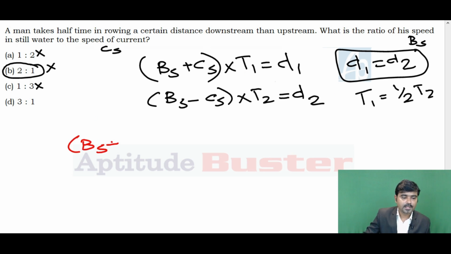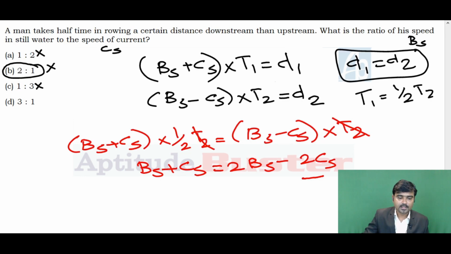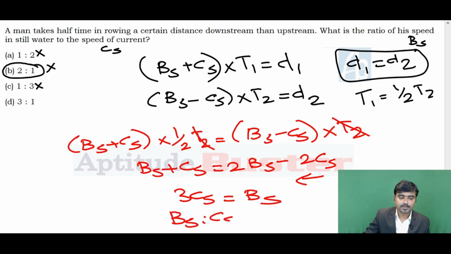Boat speed plus current speed into, instead of t1 you can write 1/2 t2, is equal to bs minus cs into t2. t2 gets cancelled. Multiply this value here. Boat speed plus current speed is equal to 2 times bs minus 2 times cs. This comes to this side, so 3 times current speed is equal to boat speed. Boat speed to current speed is a 3:1 ratio. So the answer for this question is 3:1.